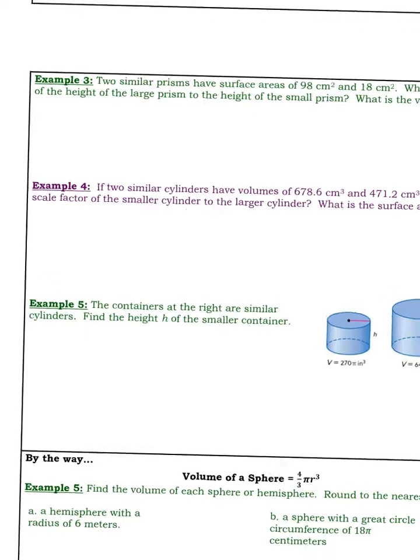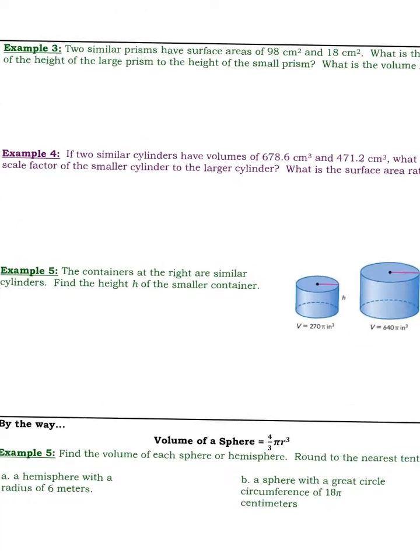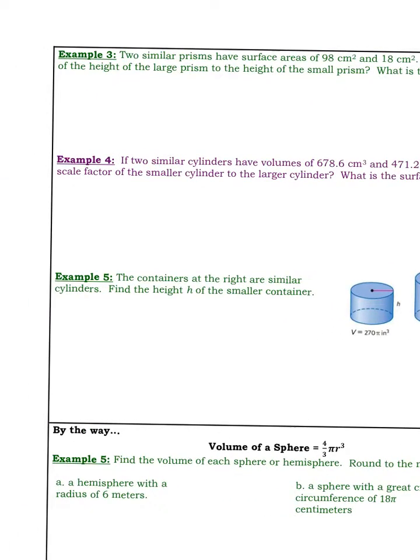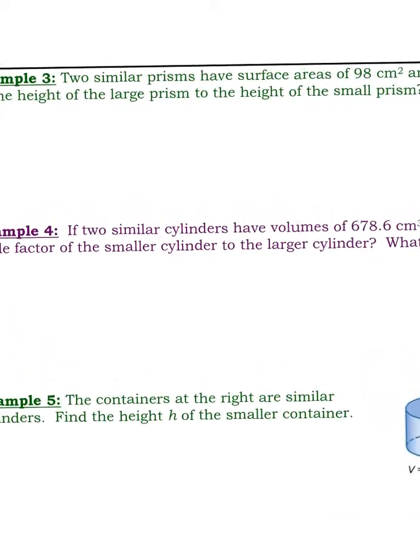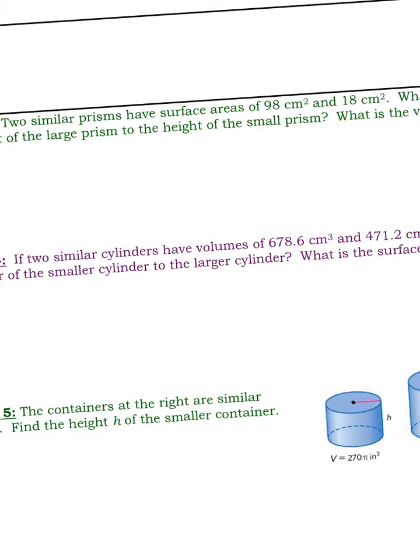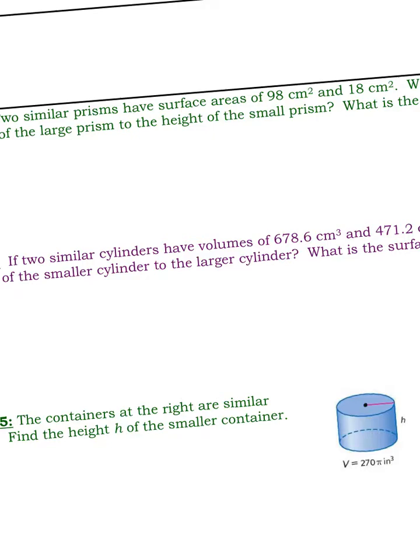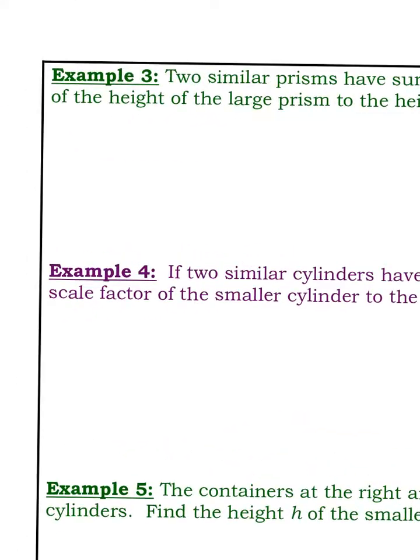So onto the back. Two similar prisms have surface areas of 98 square centimeters and 18 square centimeters. What's the height of the large prism and the height of the small prism? Then what's the volume ratio? So I'm asking for the heights. So you have 98 over 18, and that's already squared, so how do you undo a square?